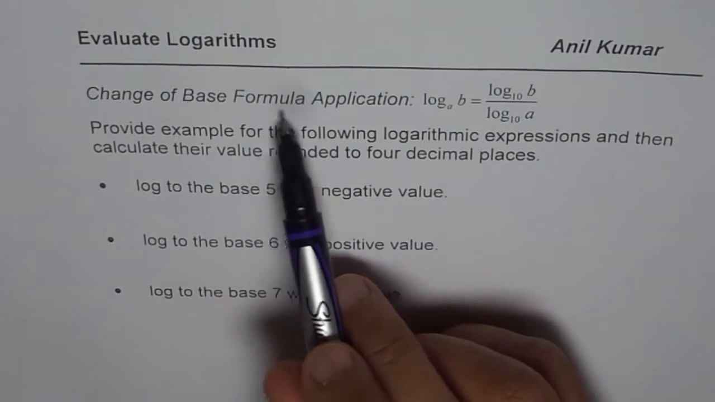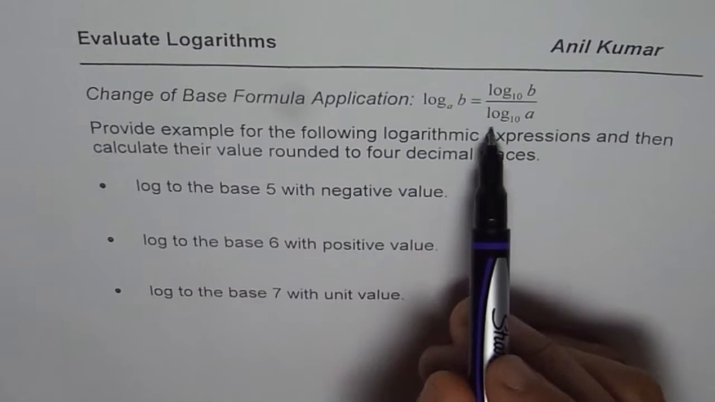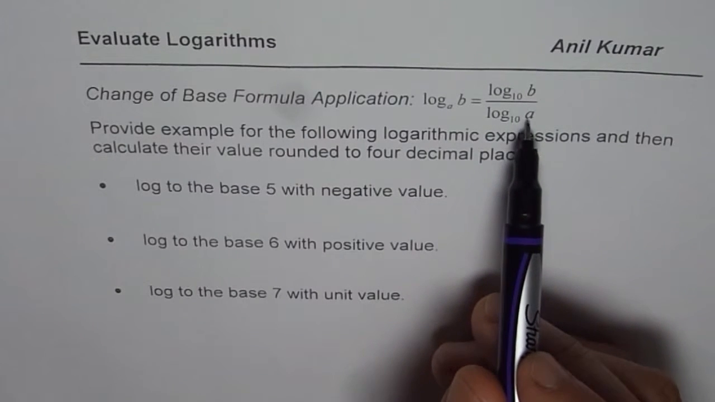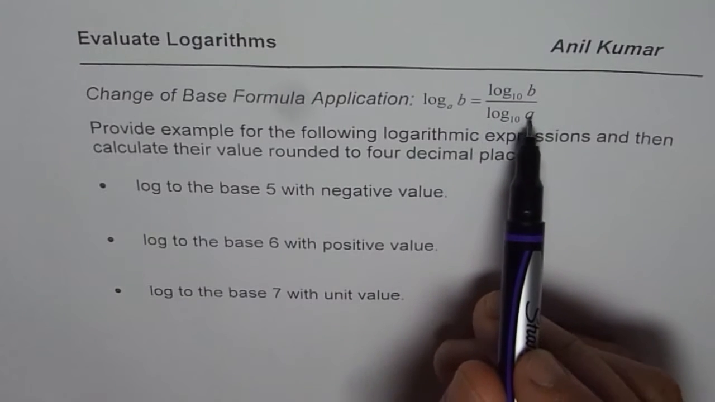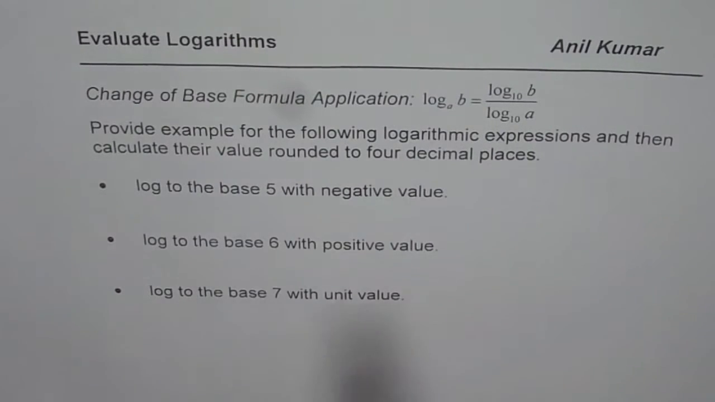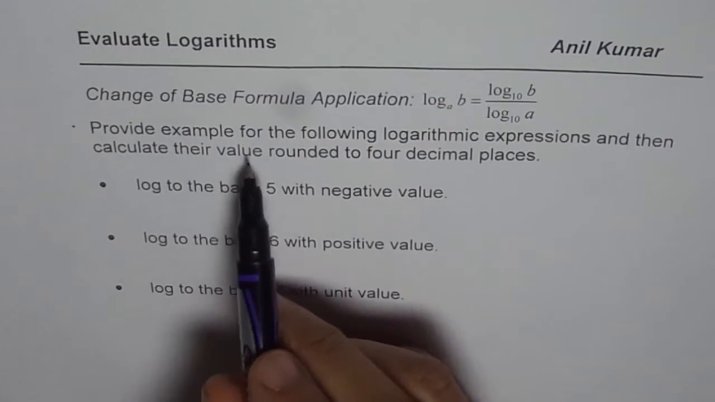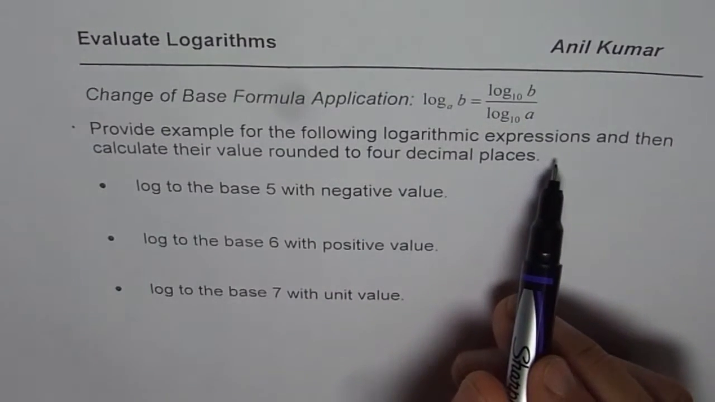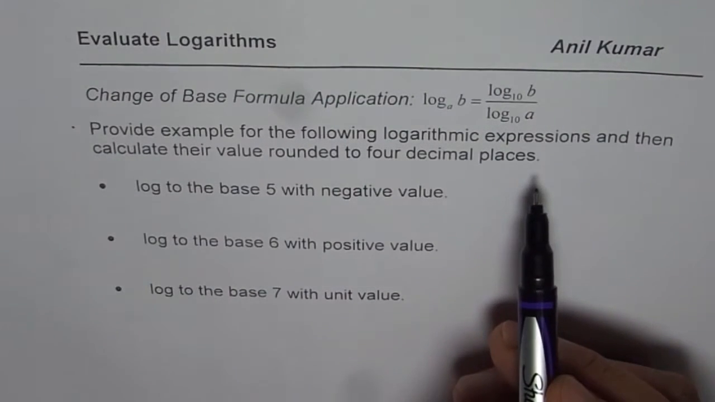So the change of base formula here is log a of b is equal to log 10 of b divided by log 10 of a. That means log of b with base 10 divided by log of a to the base 10, right? Now the question here is, provide examples for the following logarithmic expressions and then calculate their value rounded to 4 decimal places, correct?